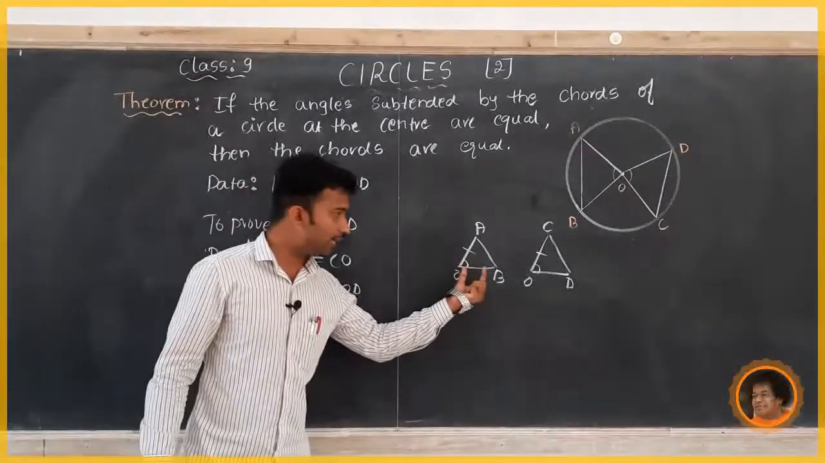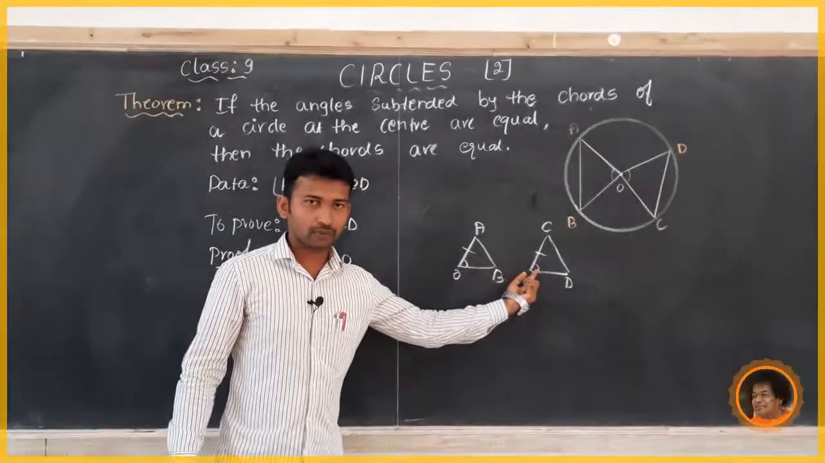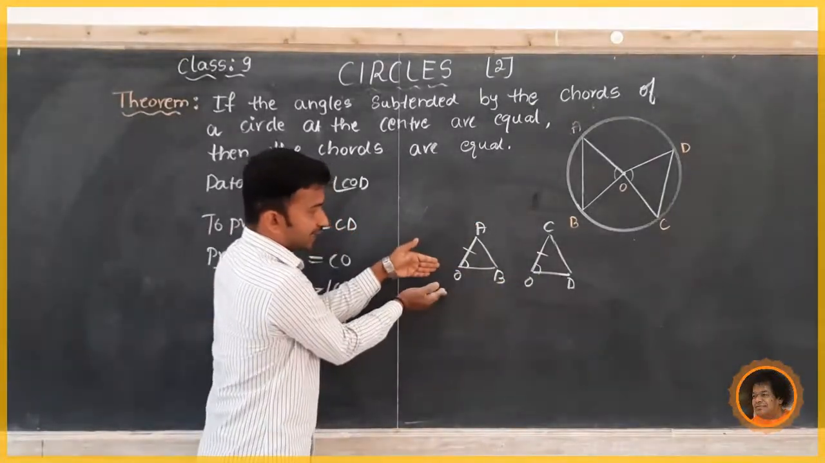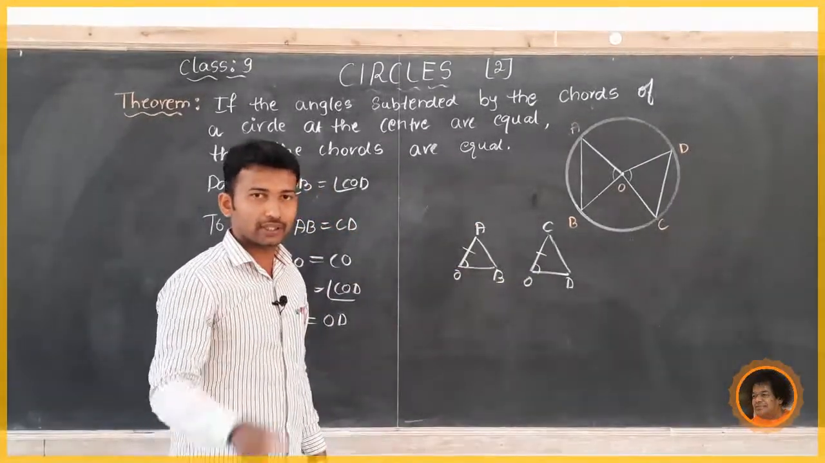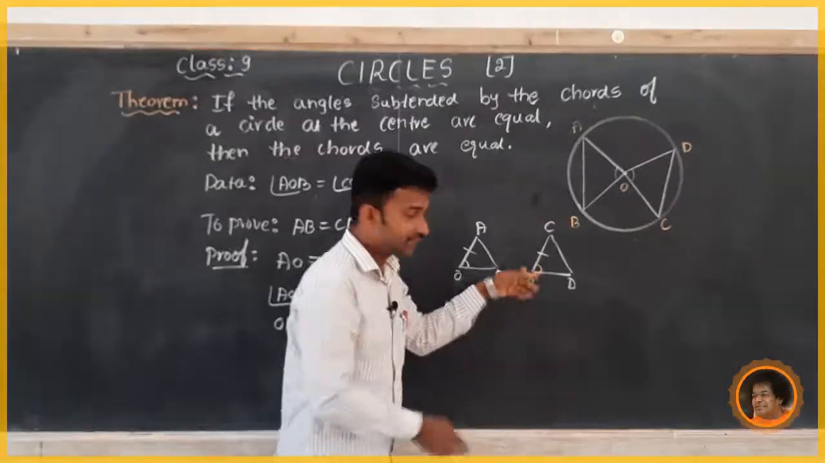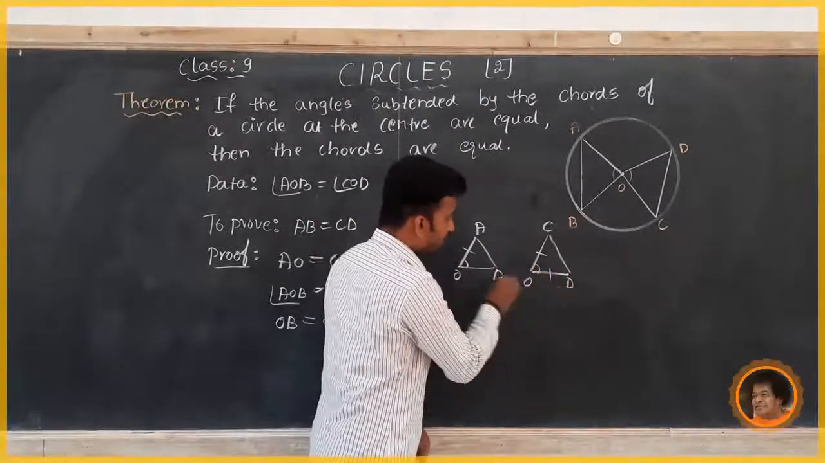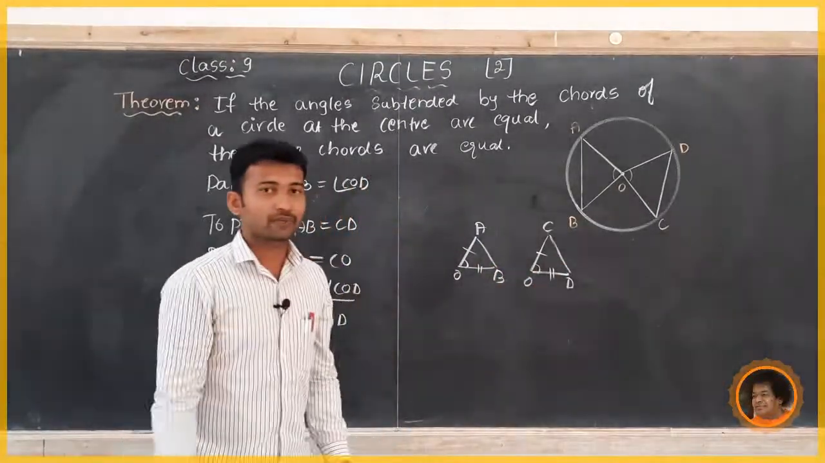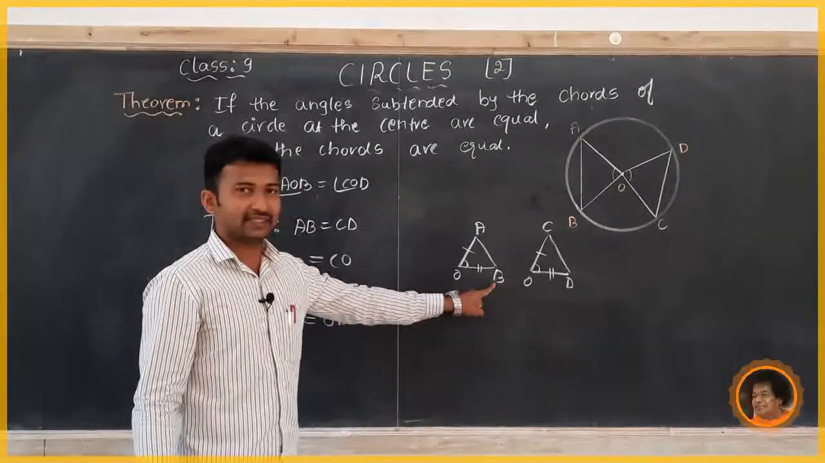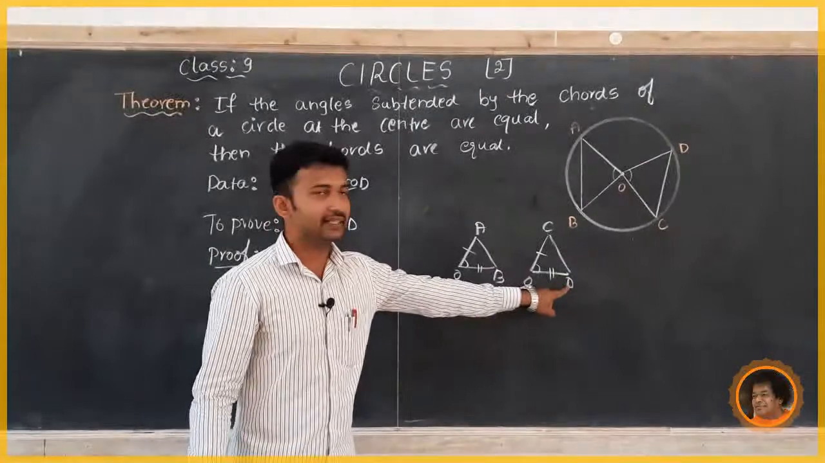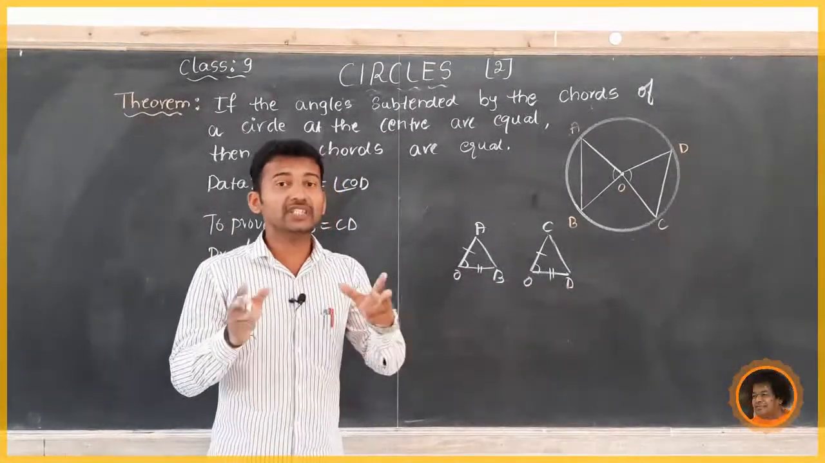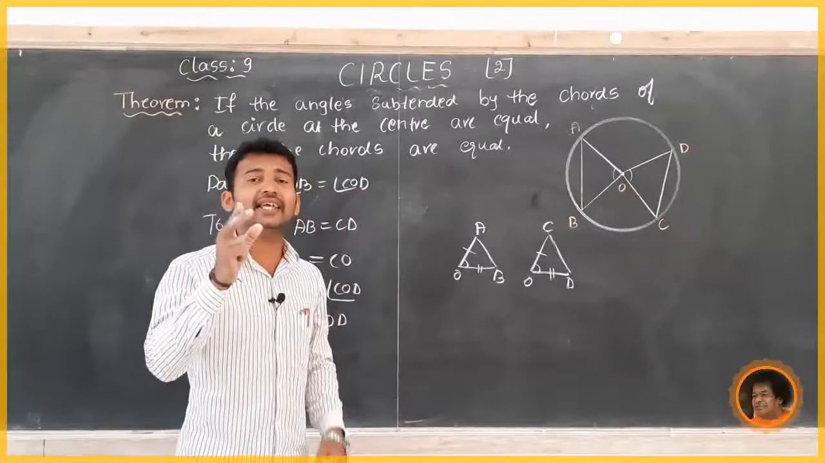Angle O is in between the two sides AO and OB in the first triangle. Similarly, in the second triangle, angle O is in between sides CO and OD. It means that we have to prove the two triangles are congruent by using the SAS postulate.